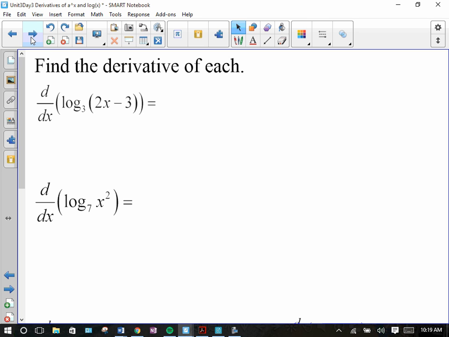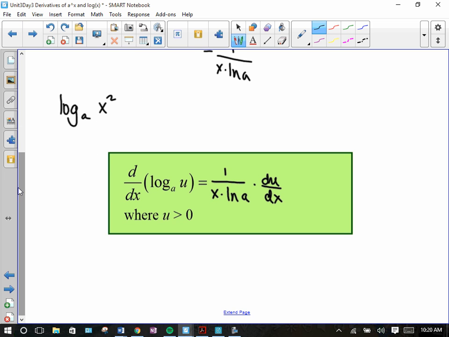So it's going to be right up here. It is 1 over x times the natural log of a, times dx. So this is a, and that's u.